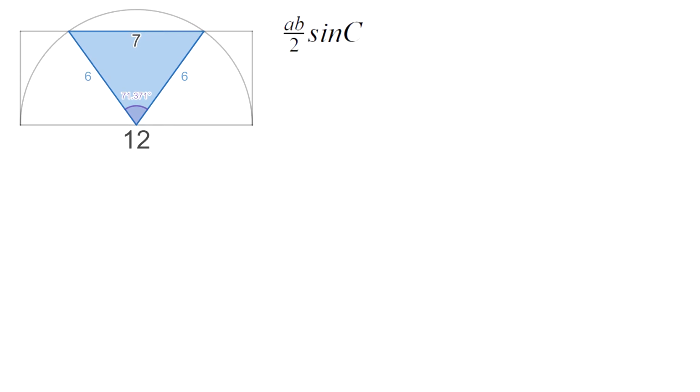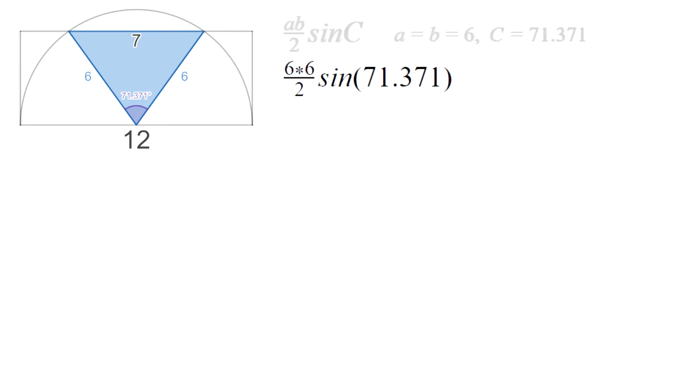With this angle at hand, we can find this triangle's area using the formula ab over 2 times sine of big C, where big C is the angle between a and b. For our case, a and b are 6, and big C is 71.371. Plugging in these variables, we get 6 times 6 over 2 times sine of 71.371. Evaluating will give us 18 sine of 71.371, which calculates to 17.057, which is the triangle's area.